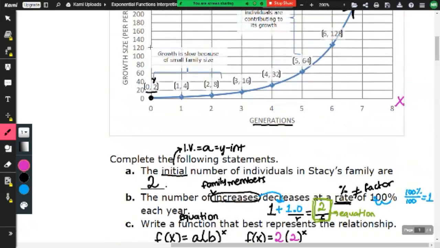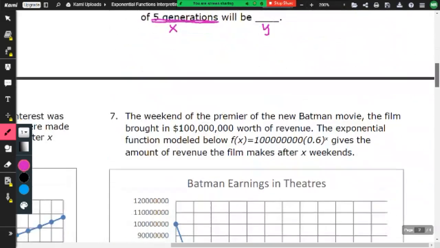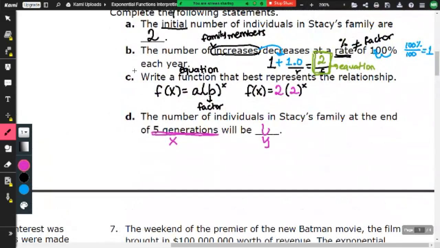All right, let's go over to the 5. And if I go to the 5, I go straight up. What is the Y value? 64. So we will be 64 families or people by the end of the 5th generation. My bad, 64. 64 family members. Don't turn the page. Everybody got that? Questions on A through D?